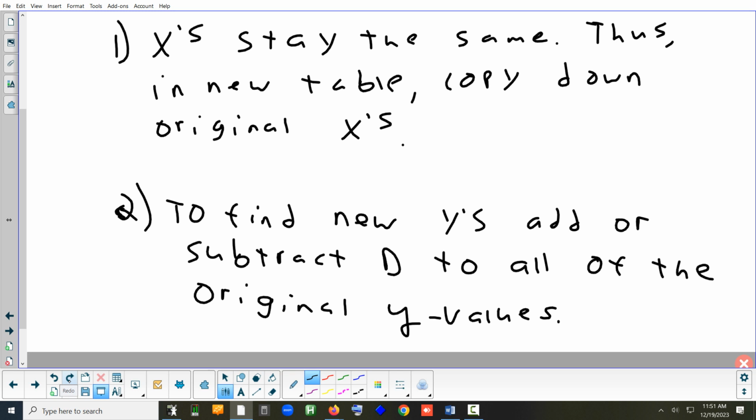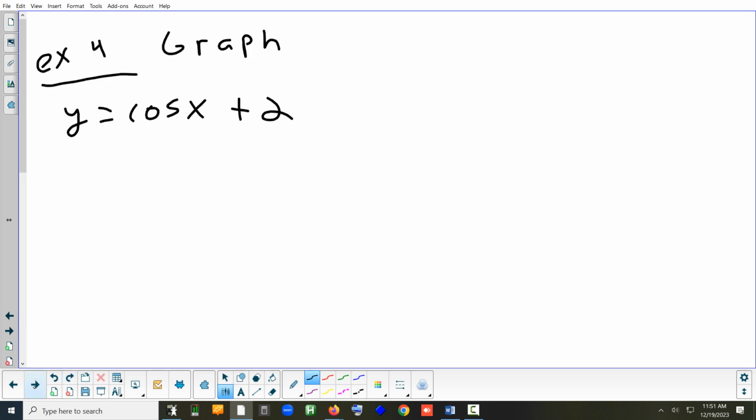Okay. Any question on that? We'll try one or two. I think today we'll do the shifts, and tomorrow we'll do the stretches and then multi-transformations in the same problem. All right. Cosine x plus 2.